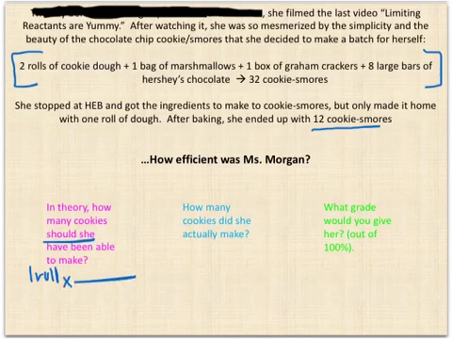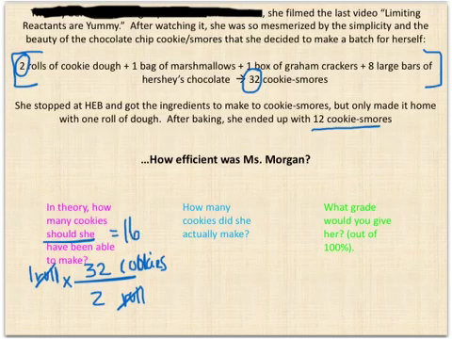So I want to know how many cookies I should have been able to make with that. Well, I'm going to get rid of rolls of cookie dough. According to this balanced equation, I could have made 32 cookies with 2 rolls. So the rolls will cancel and I'll be left with the number of cookies that I should have been able to make. Well, 32 divided by 2 gives me 16.